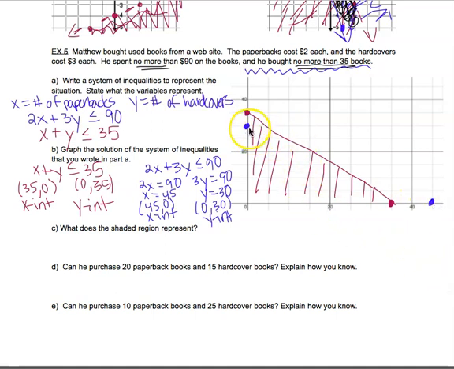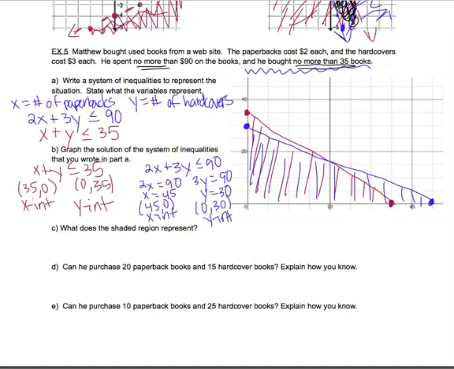And if I could use a straight edge, I would. I apologize if it's not extremely straight here. Oh, that wasn't terrible. And shading, again, if I plug in 0, 0 plus 0 is less than or equal to 90. So that means the shading should be underneath the blue line as well.